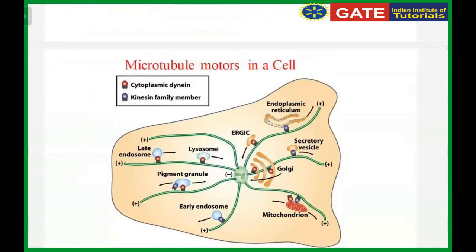Look at the image. A microtubule usually has its minus end at the center and its plus end at the periphery, the plasma membrane side.